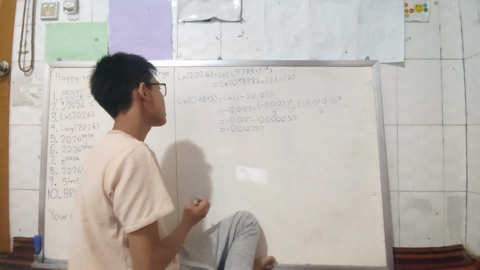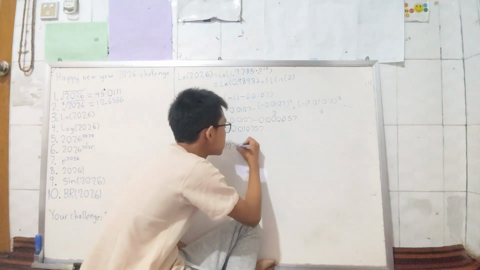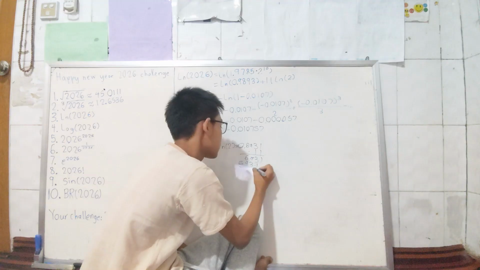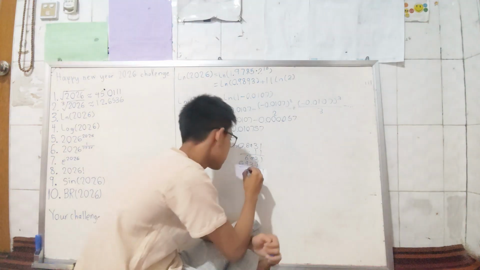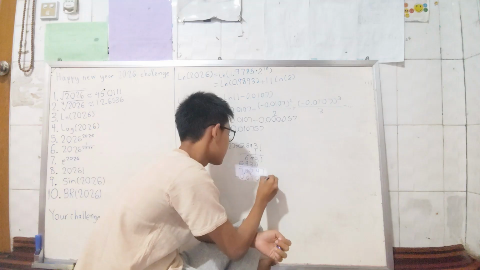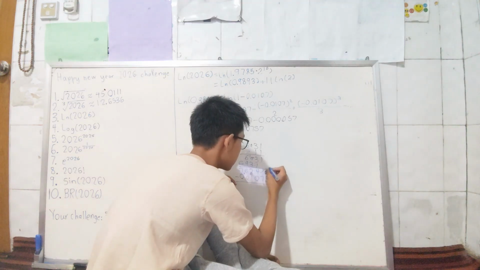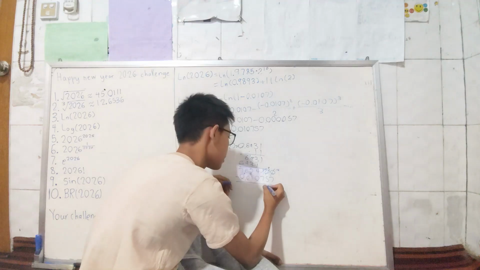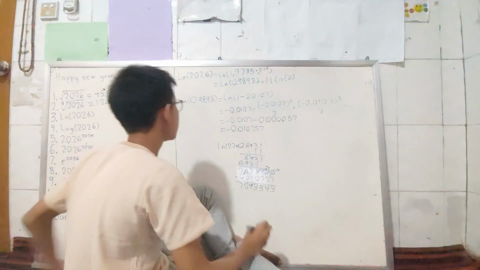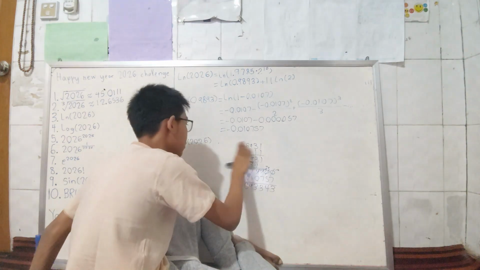And then we add 11 times the natural log of 2. The natural log of 2 is approximately 0.6931, and then we multiply by 11, that's gonna be 7.6241, and then we subtract 0.01057, and then we get the natural log of 2026 is approximately 7.593343.